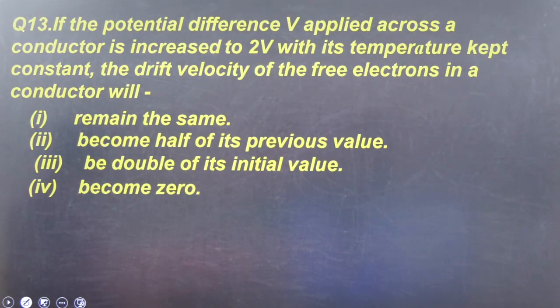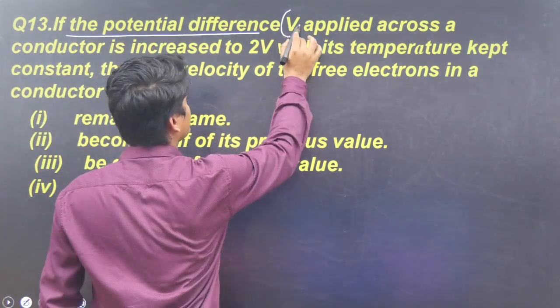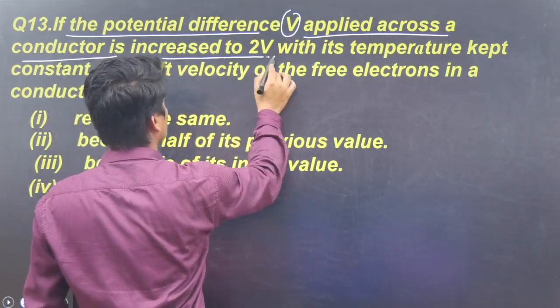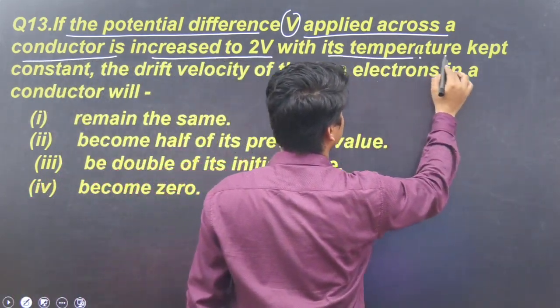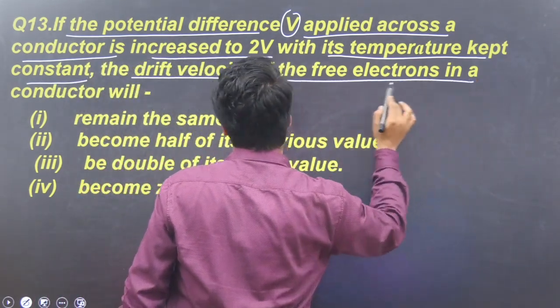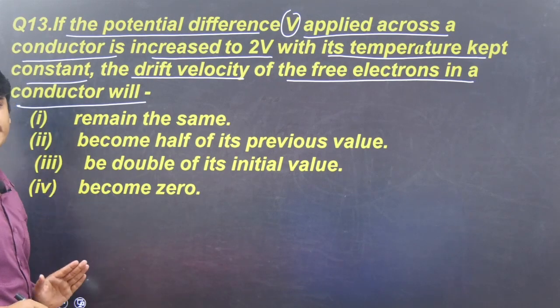Now come to the next question. If the potential difference V applied across a conductor is increased to 2V with its temperature kept constant, the drift velocity of the free electrons in the conductor will be what? What will happen to that drift velocity?